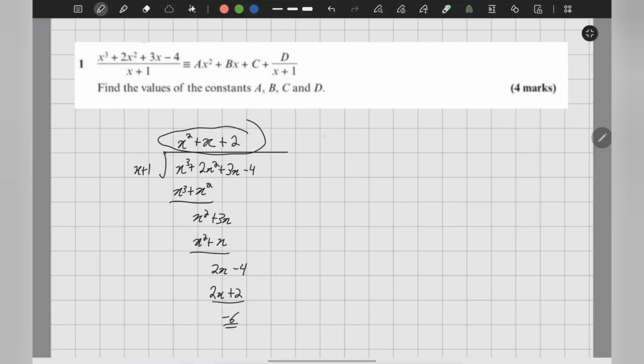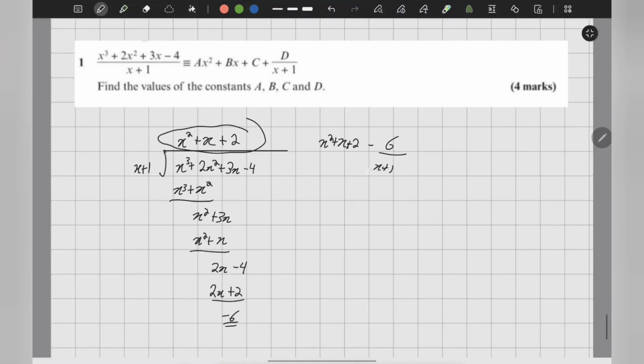So our final answer would be x squared plus x plus 2 minus 6 over x plus 1, because this was the remainder that we had after we solved it. If this was a linear one, or if this was something else, we'd have to do partial fractions on this part. But it's just a constant, and we got a constant as a remainder, so it works. So that's our answer for this question, and yeah, that's it for this video.